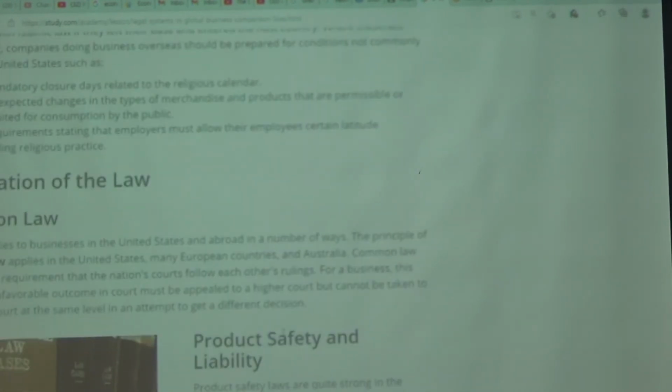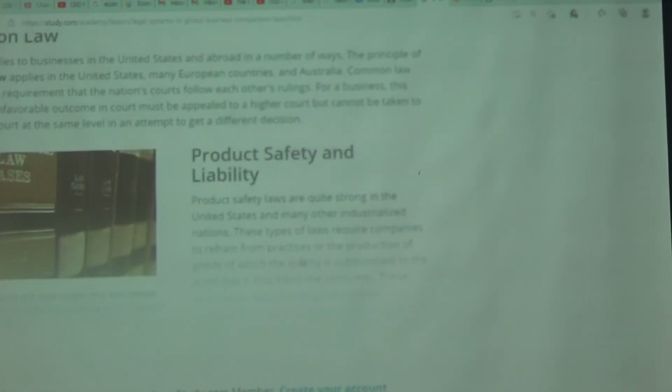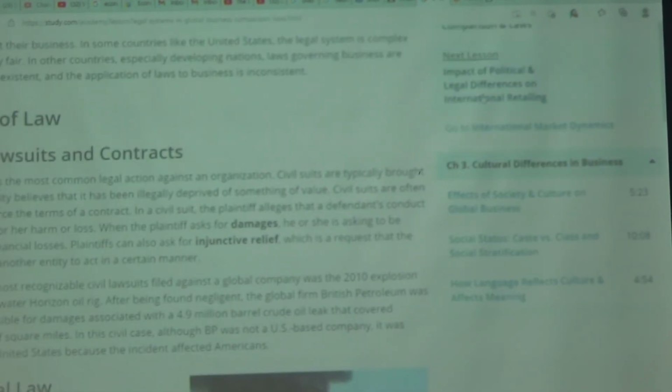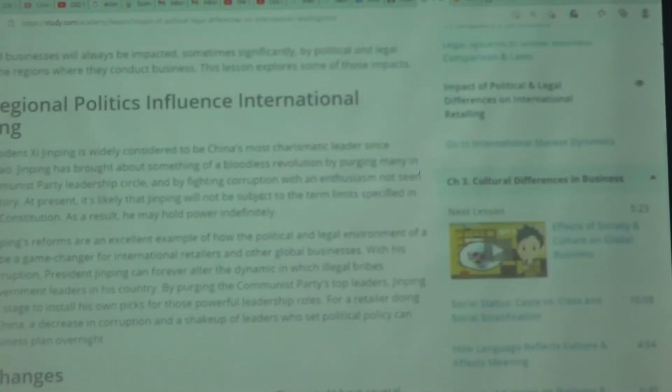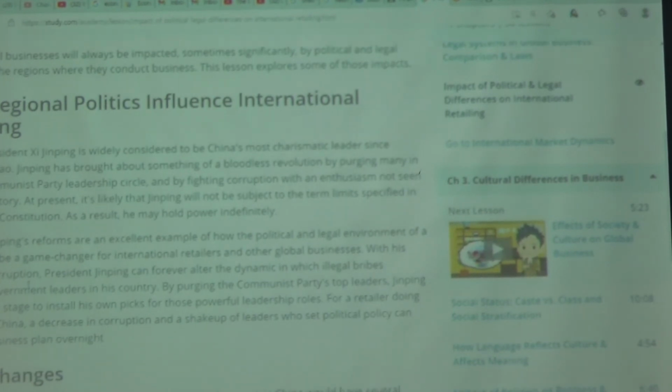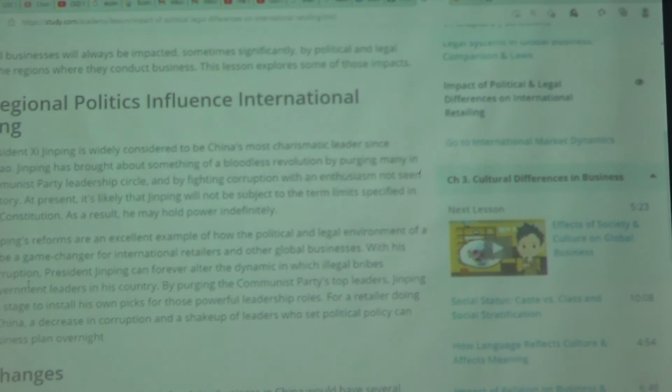How law is applied and product safety, yeah. So that one, well, that doesn't help us very much. But there was one other one that I found that could help. Retailing, how regional political politics influence international retailing. In China, I think this is kind of the point.